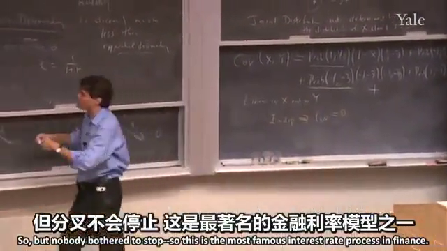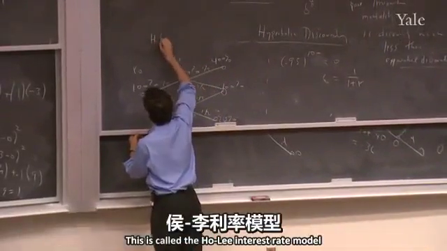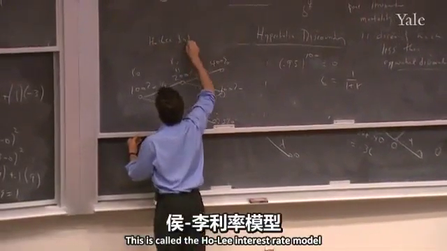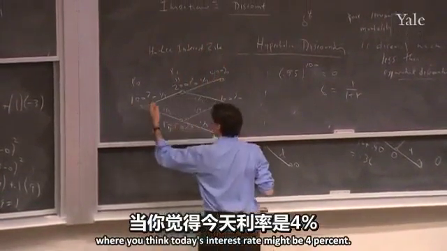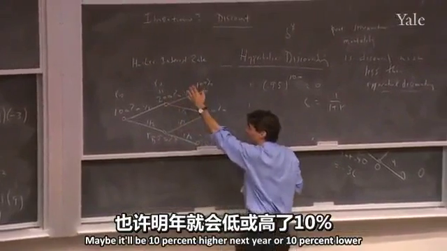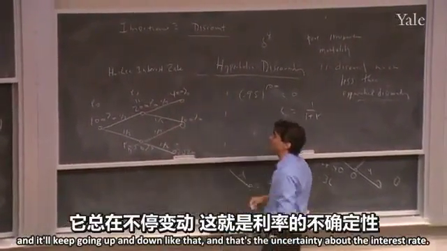So this is the most famous interest rate process in finance. This is called the Ho-Lee interest rate model, where you think today's interest rate might be 4%. Maybe it'll be 10% higher next year or 10% lower. And it'll keep going up and down like that. And that's the uncertainty about the interest rate.